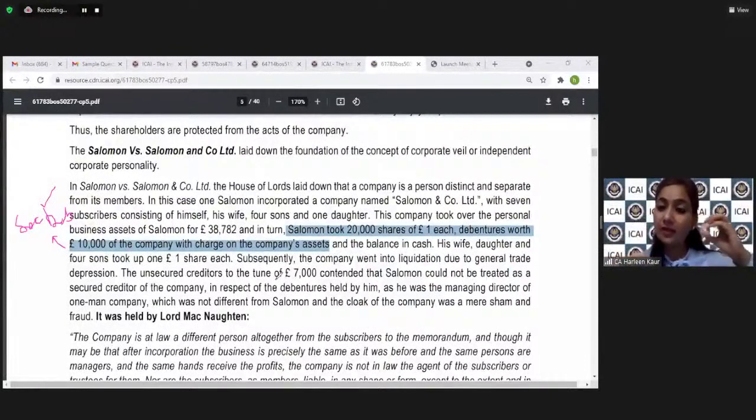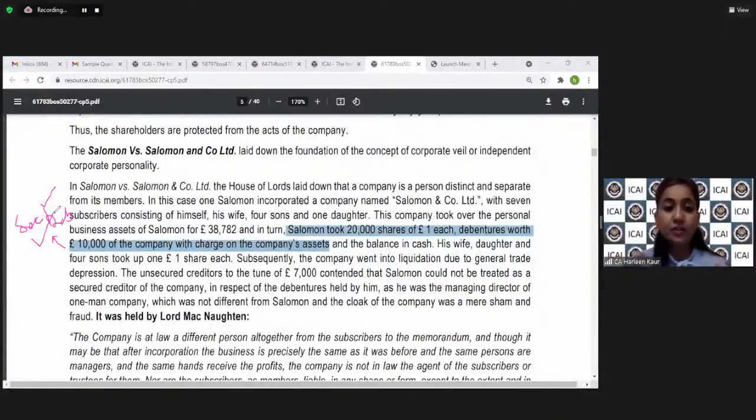Secured creditors means the creditors who are given a certain amount of security like fixed assets. Unsecured means those who are not given any assets. They are not secured. So at the time of liquidation, priority is given to the secured creditors. We always try to pay back the money of secured creditors first, and then we pay off the unsecured creditors.